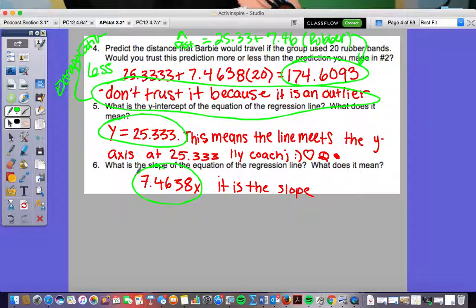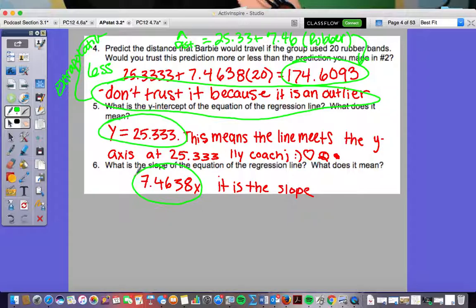All right, so let's see what it says. What does it mean? That's the key. I've seen this on every AP exam: it's either interpret the y-intercept or interpret the slope. You have to know how to do it, and it's very, very specific, okay?